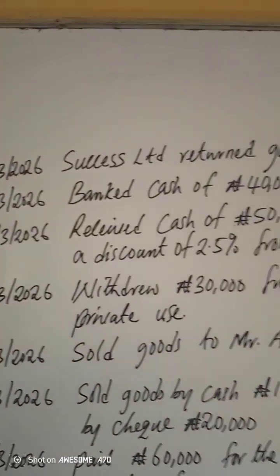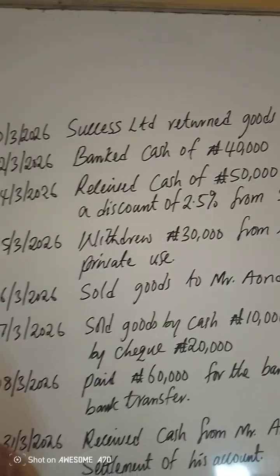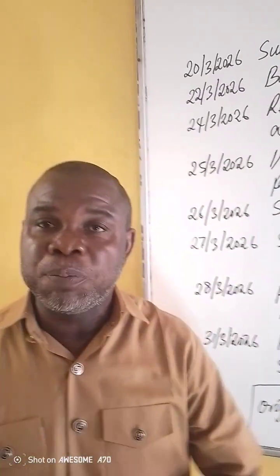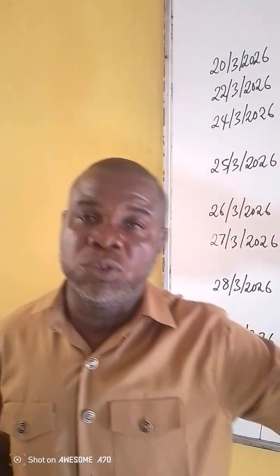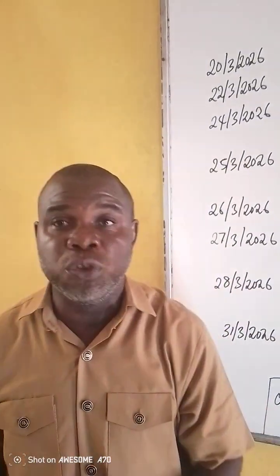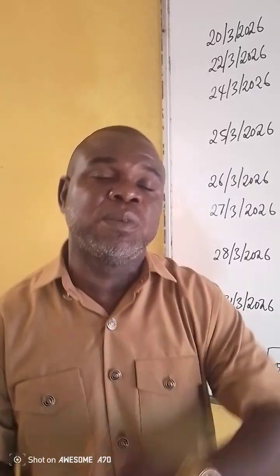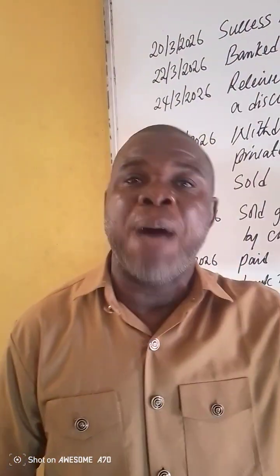Second, bank cash of 40,000. Bank cash of 40,000 is a contra entry. Bank cash simply means the business has taken money, cash, to deposit into the bank. This is an entry that, if you're not careful, you might not understand that it's a contra entry. Bank cash means cash taken from the business to deposit into the bank. So in short form, the business has banked its cash. So it's a contra entry. Let's go and see how we record it.